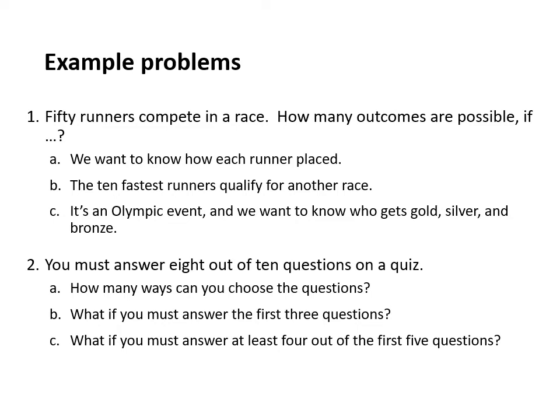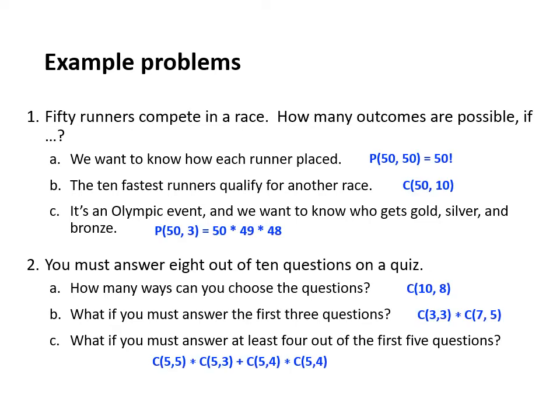Okay, more counting problems. So 50 runners compete in a race. How many outcomes are possible if we want to know how each runner placed? So in this case, we are looking at permutations of all 50 runners. So that's going to be 50 factorial. Part B, we want to see how many outcomes are possible if the 10 fastest runners qualify for another race. So in this case, we don't care about the order of these 10 fastest runners. We just want to choose 10 out of 50 because the order doesn't matter. And of course, there are no repetitions because the same runner cannot be twice in the set of 10 fastest runners.